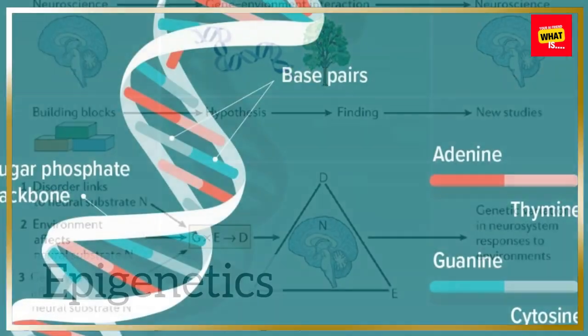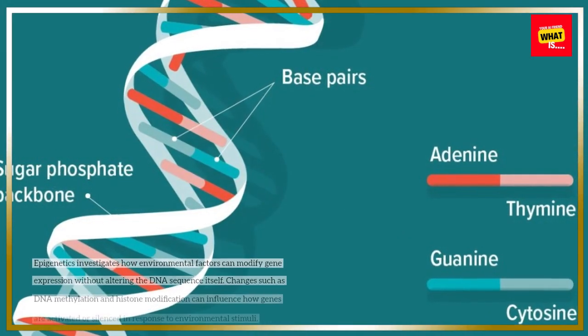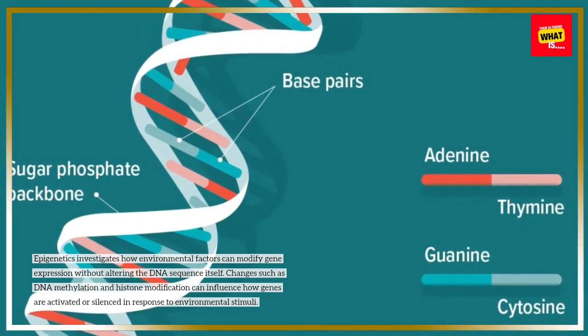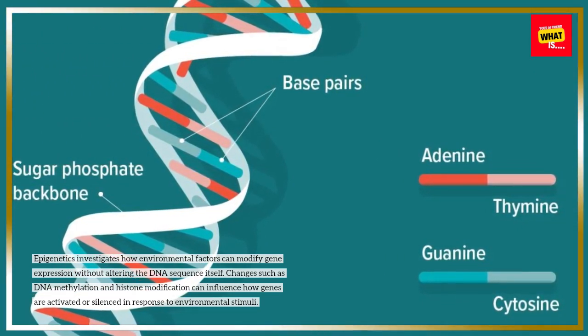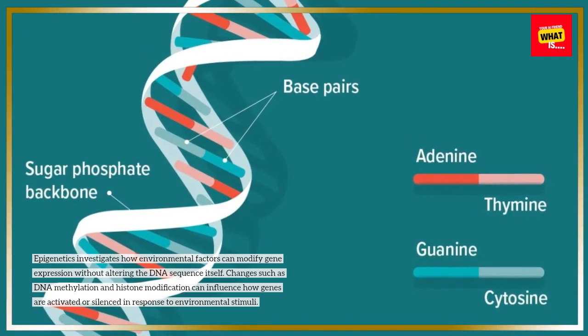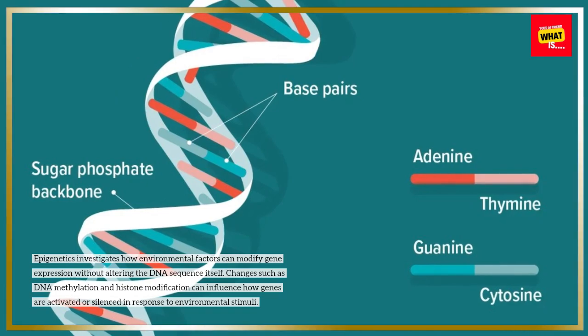Epigenetics. Epigenetics investigates how environmental factors can modify gene expression without altering the DNA sequence itself. Changes such as DNA methylation and histone modification can influence how genes are activated or silenced in response to environmental stimuli.